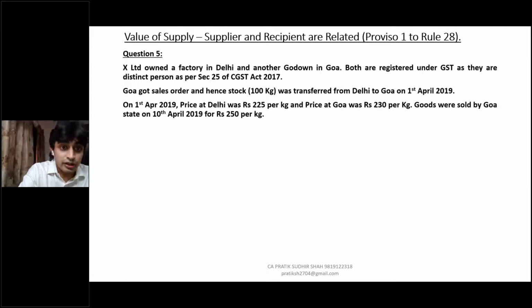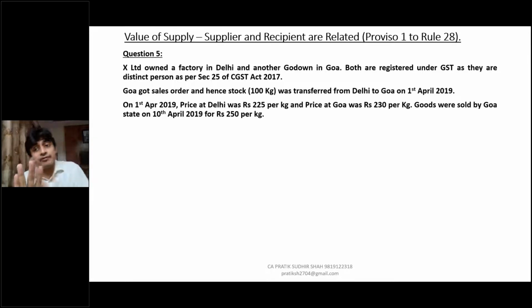So, when Delhi is transferring to Goa, what is the rate in Delhi? 225. And the rate in Goa? 230. And when Goa is selling to the end user, the rate is 250. Now think about it. What did I say? 90% of the value of supply between Goa and end user, you will take its 90%. So of which, 230 rupees or 250 rupees? Think about it.